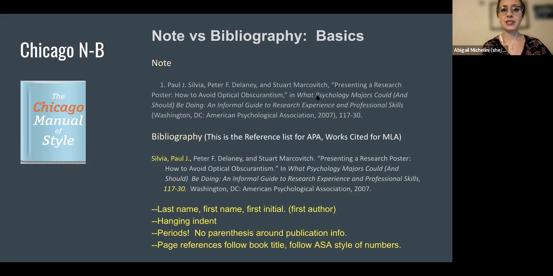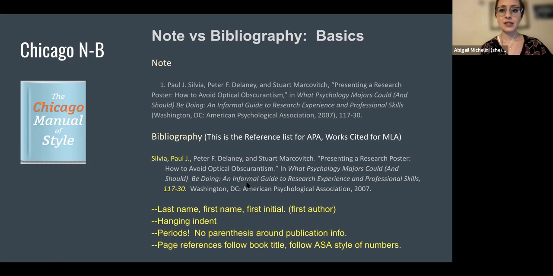Okay, so here is the difference between a note and the bibliography, which is the reference list at the end. They are really similar, very similar. It's almost the exact same information, except you're going to switch the last name of the first author to the front in the bibliography. You're going to do a hanging indent where the rest of it is indented except for that first line. Okay, you're going to use periods instead of commas. The note uses commas, the final citation uses periods.